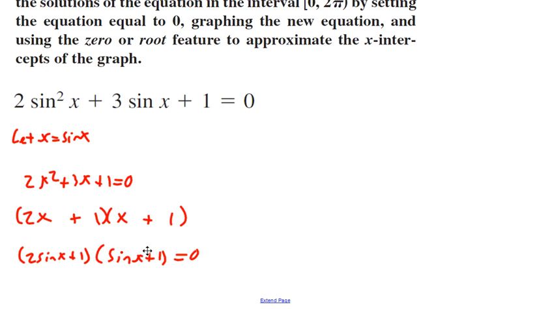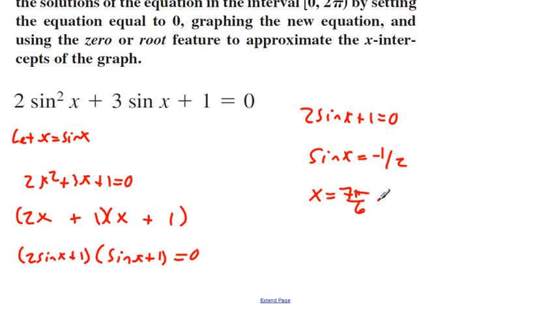All right, so just like last problem, we set each factor equal to 0 and solve. So I'll take my first one, 2 sine of x plus 1 equals 0. If I solve for sine of x, I'll get negative 1/2. And this is just like the last problem, so I'll just use those same answers: 7 pi over 6 and 11 pi over 6. Cool.